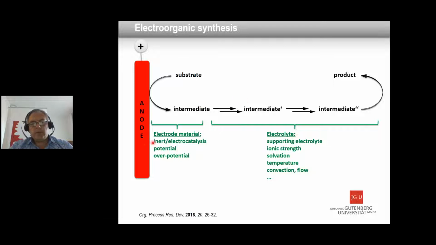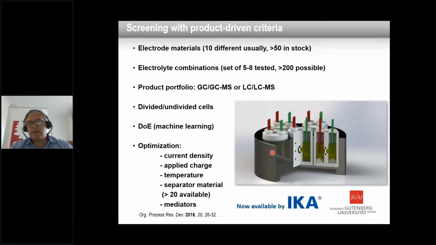There are many parameters which are involved. Here, the electrode material, the potential, the overpotential. On the other side, the solvation is very important. There are some numbers which join both sceneries, like the current density, and therefore, since you have a lot of parameters, the best way for the beginning is screening.